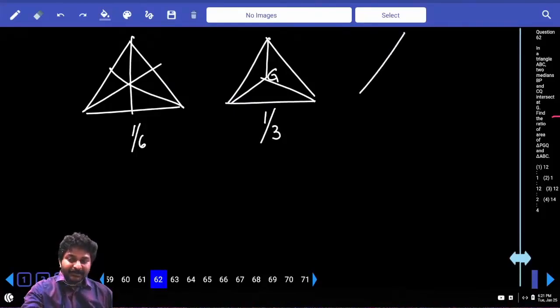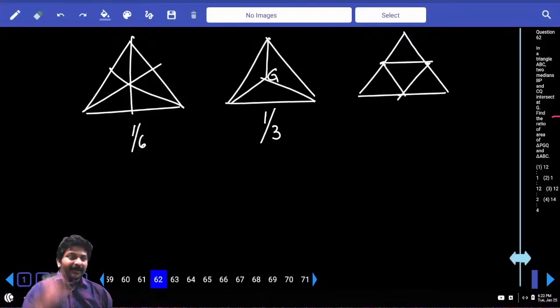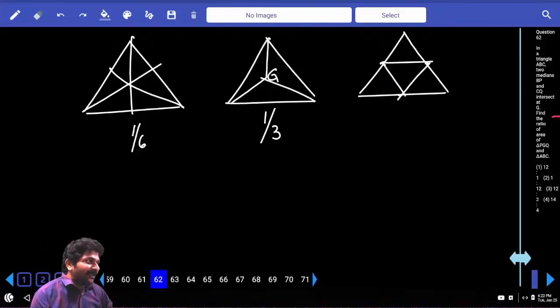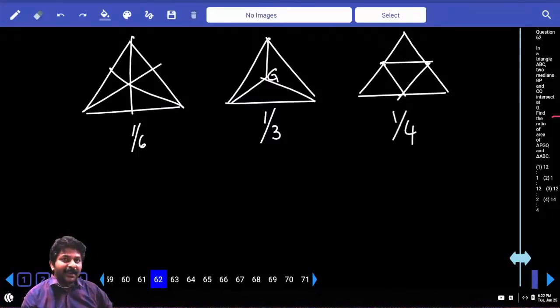Right. So now let's take midpoints. Midpoints intersection. Any smaller triangles formed? These 4 also will have equal area. So here each smaller triangle area is going to be 1/4 of the parent triangle. Now if we take a combination of these, we get that question.